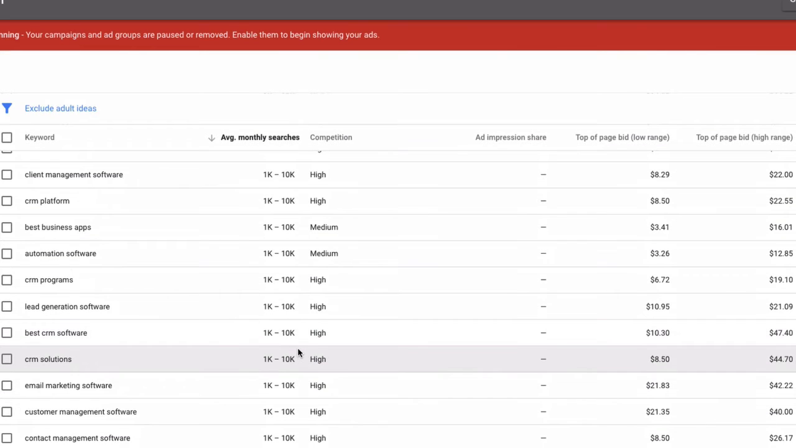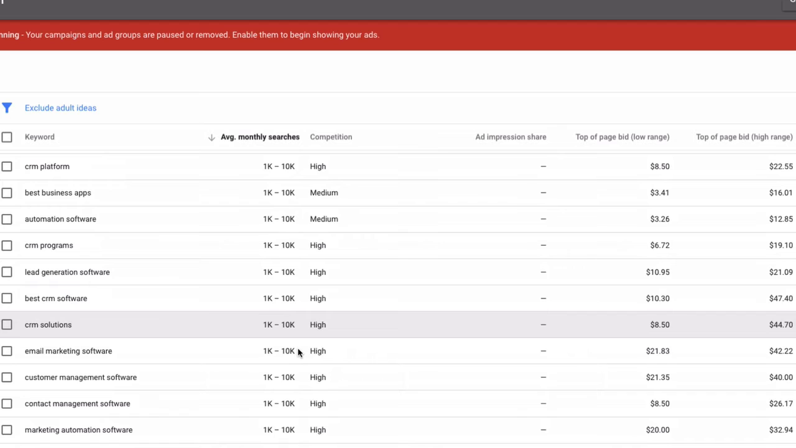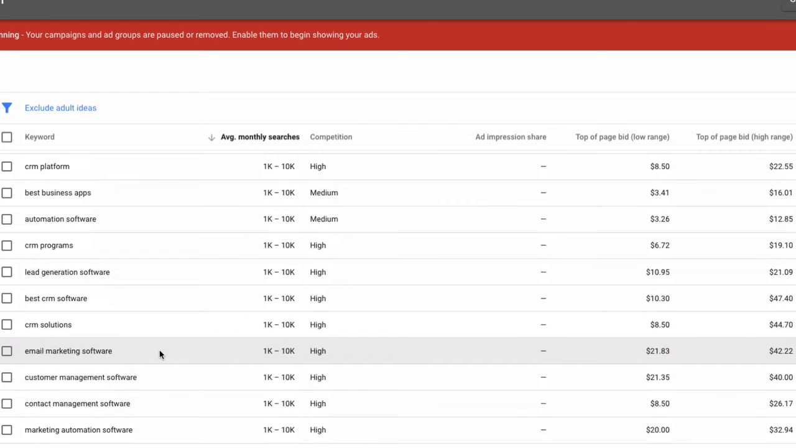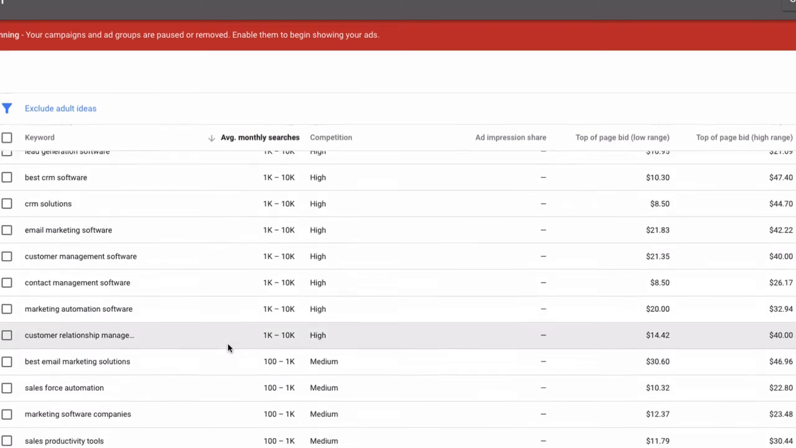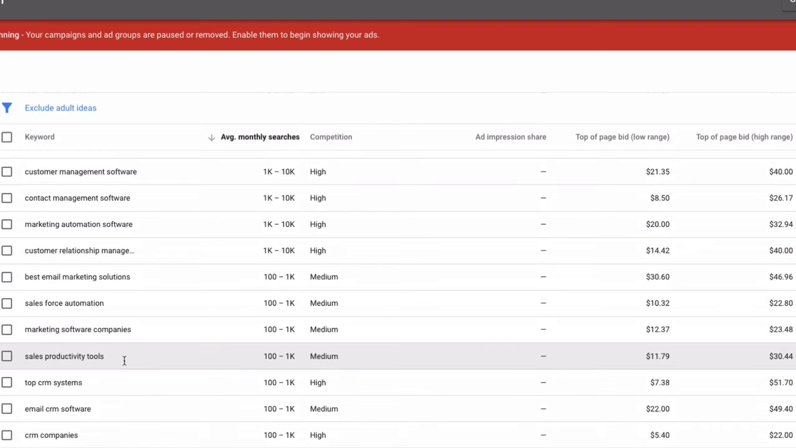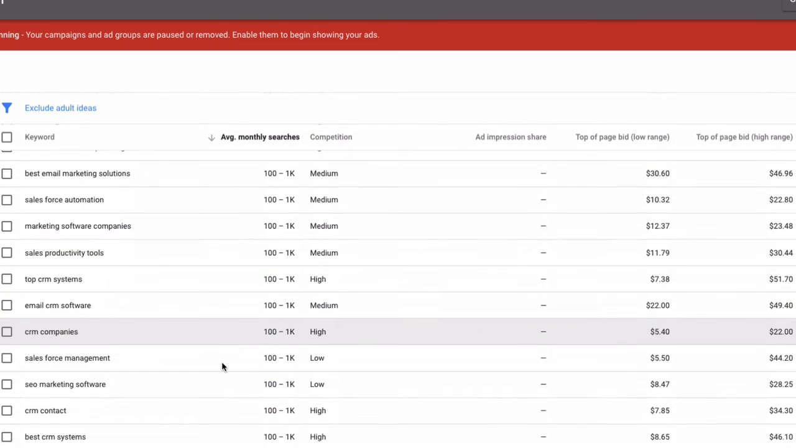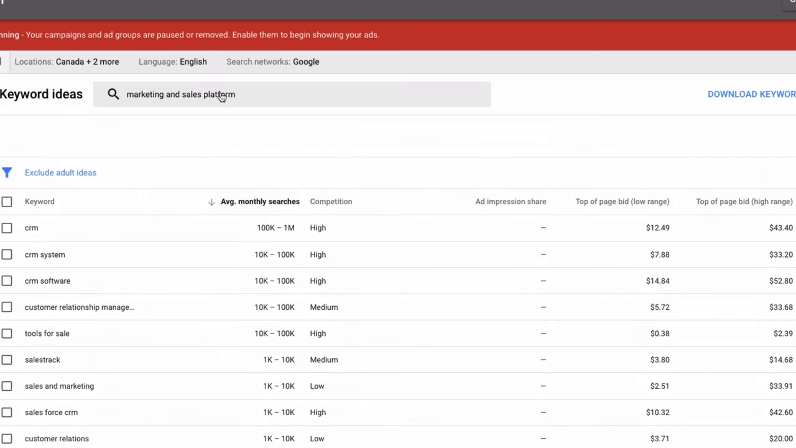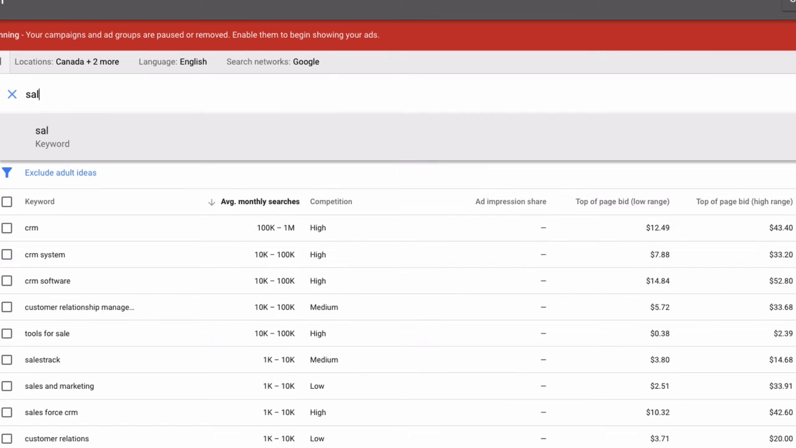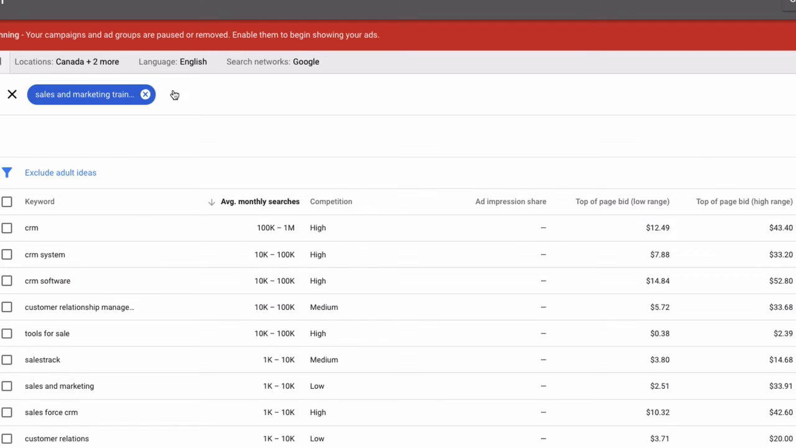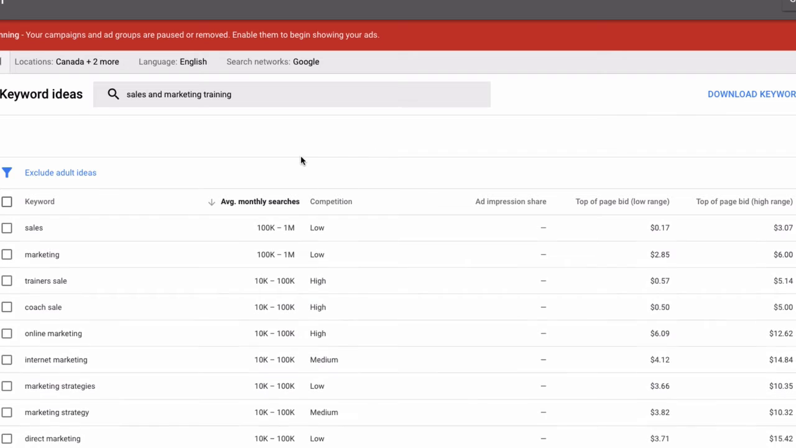So platform in Google's eyes is related to software. So what we're going to do is we're not going to be able to really use the word platform in our actual targeting for our keywords, because look what everybody here is actually looking for. They're coming in as sales productivity tools, right? They're not even looking for anything like that. So let's train it to, instead of sales and marketing platform, let's do sales and marketing training, right? Now let's see what happens here.